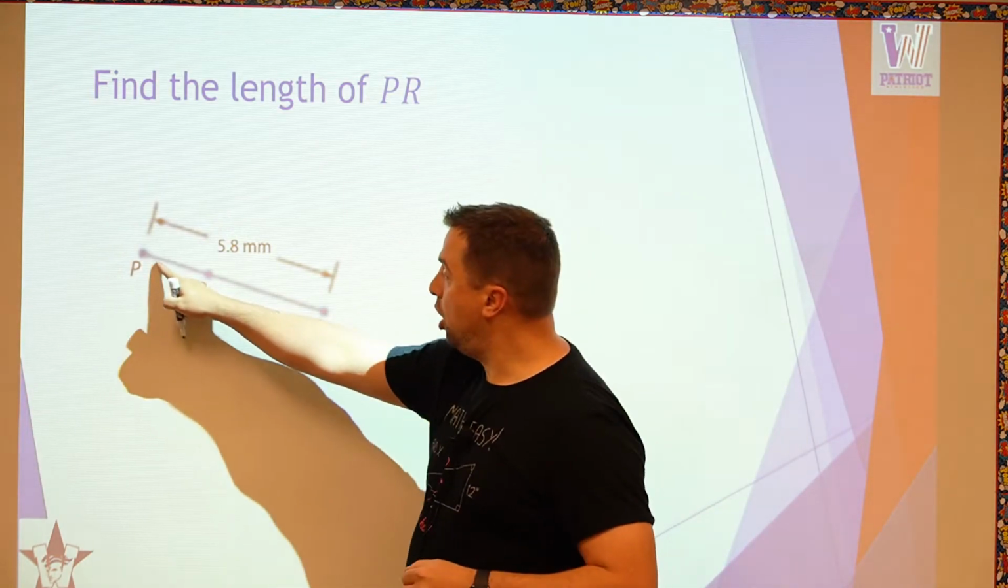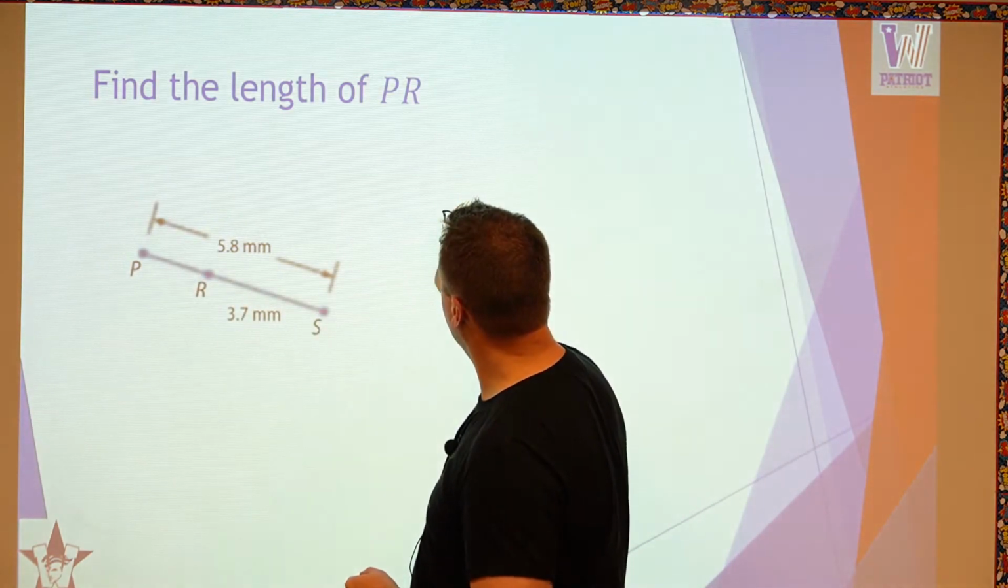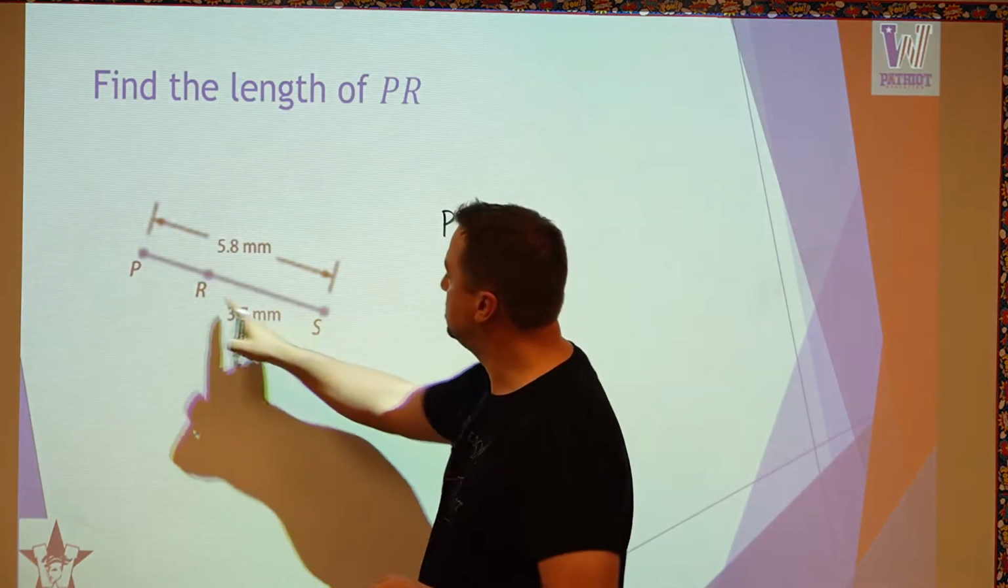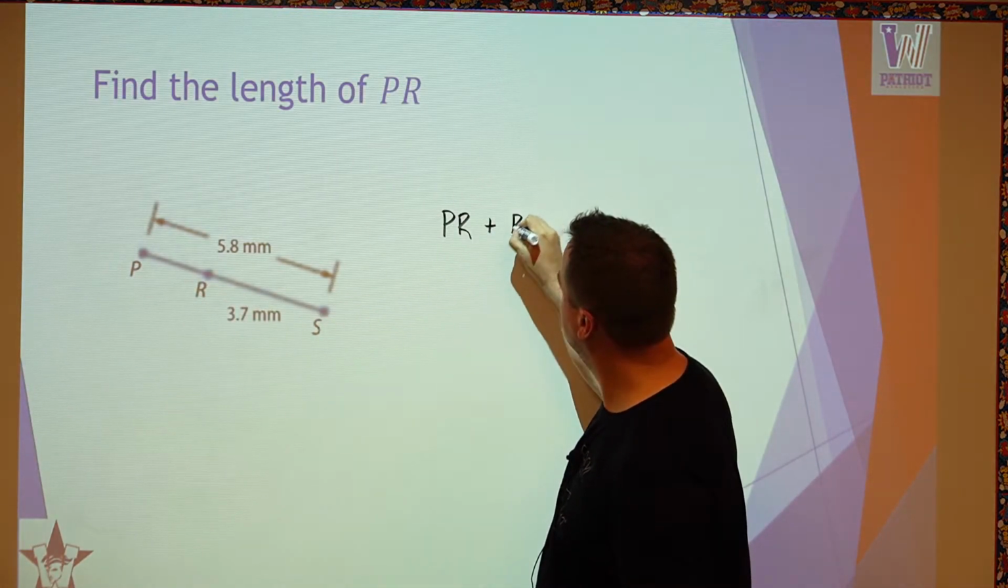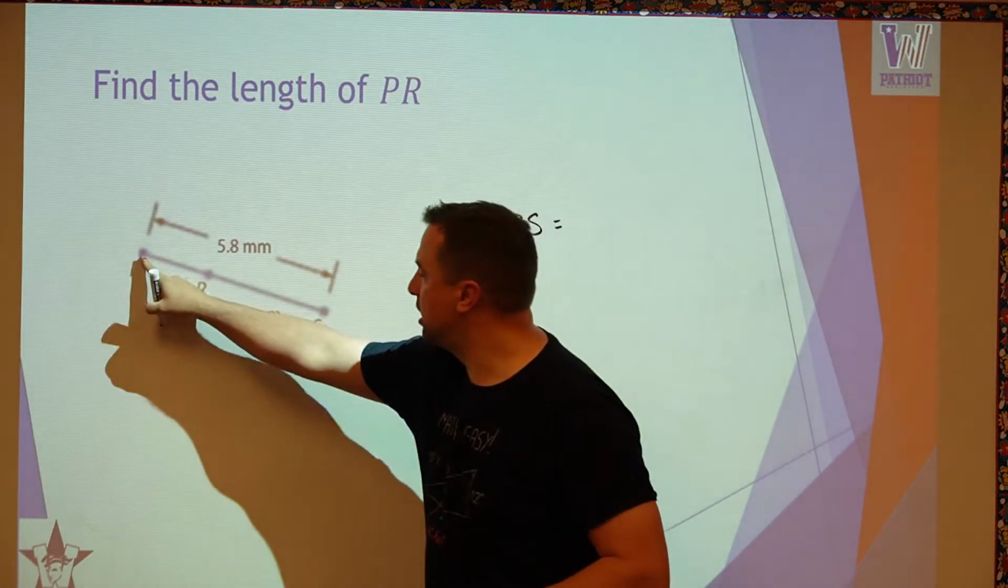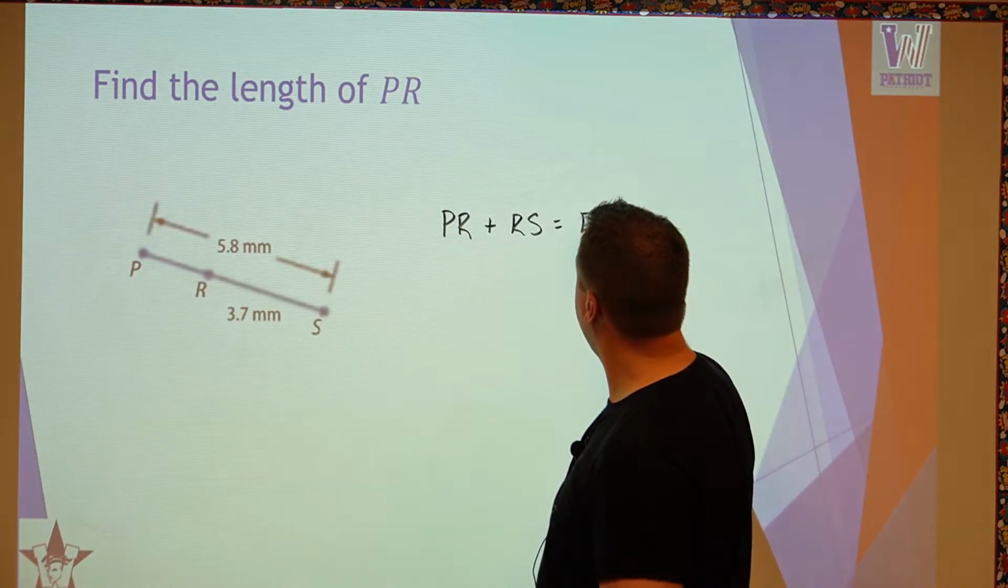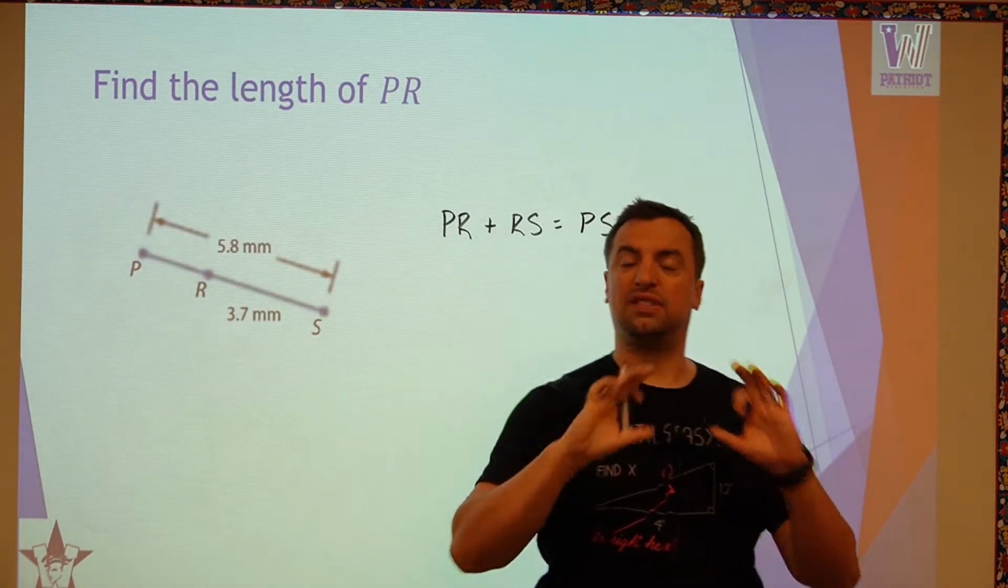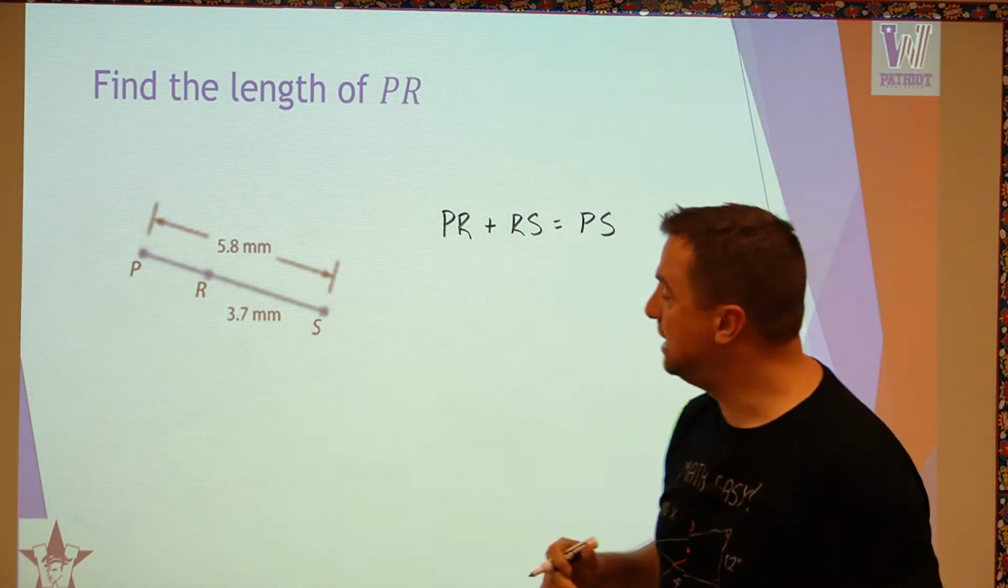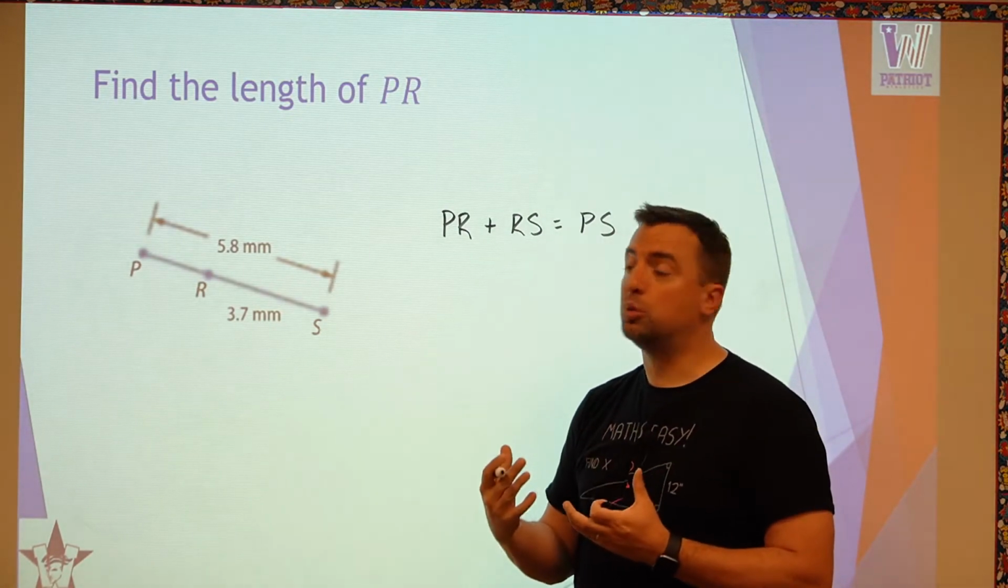So small length here, which is PR, plus R to S, and that's going to equal the length of PS. So I do that. Perfect. I've got the basic idea down. Now just plug in values where you know.